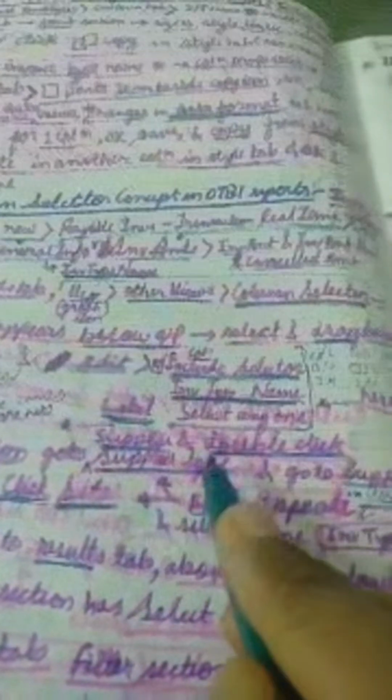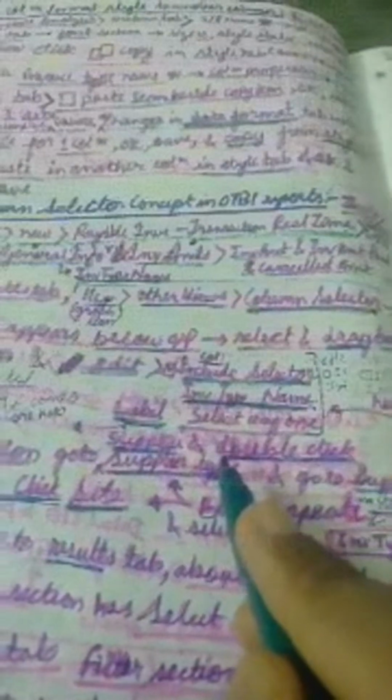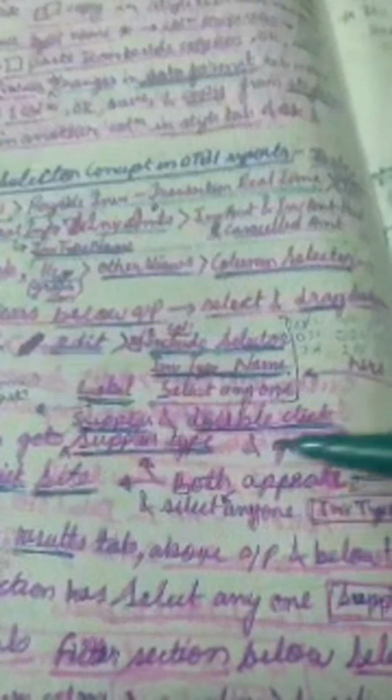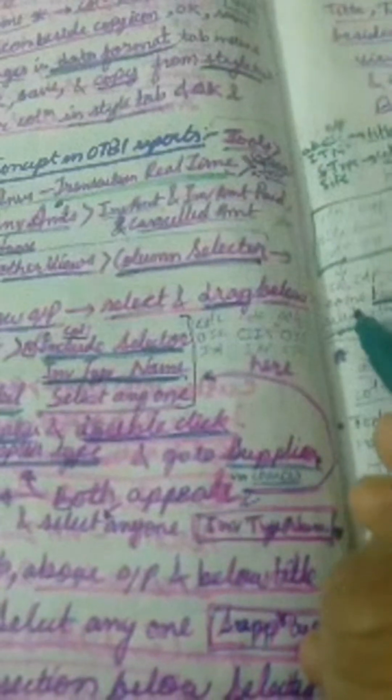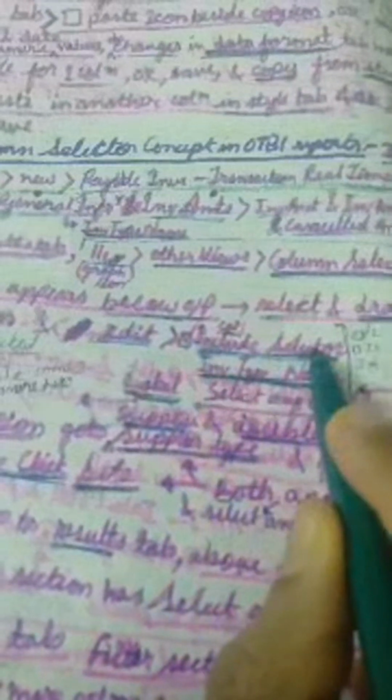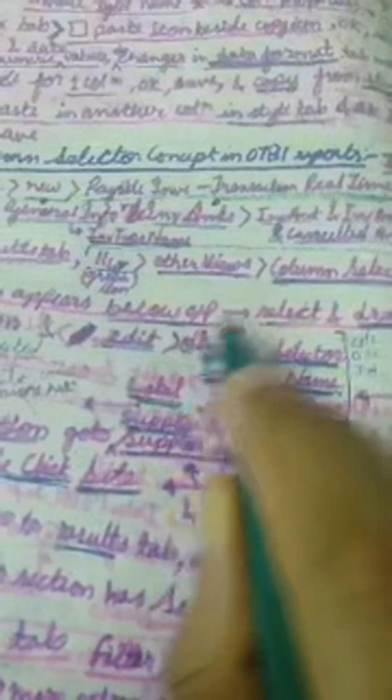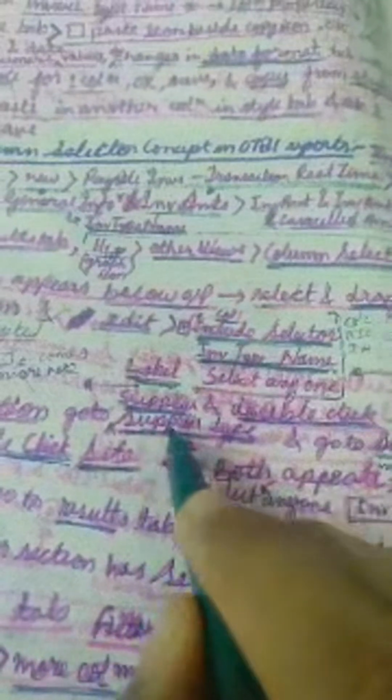Otherwise, what you can do is the normal drag and drop in the criteria section. When you do the drag and drop in the criteria section, two more columns are added here. So these supplier type and site are added, and you can click on include selector. Just click on this include selector checkbox beside the supplier type and site.